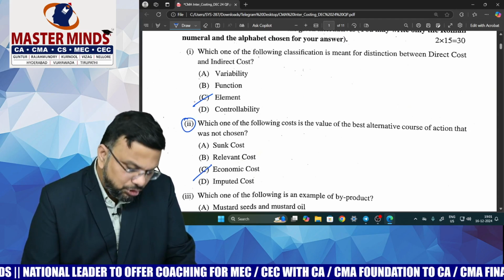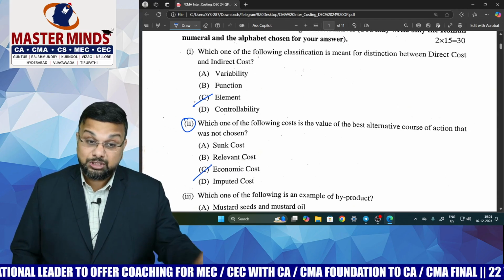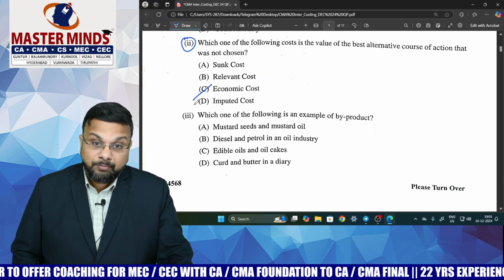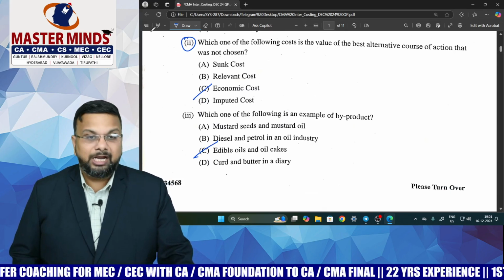You will find this MCQ to be difficult if you are not thorough with the MCQs that are given at the end of the institute material. Okay. Which one of the following is an example of a byproduct? Edible oil and oil cakes.